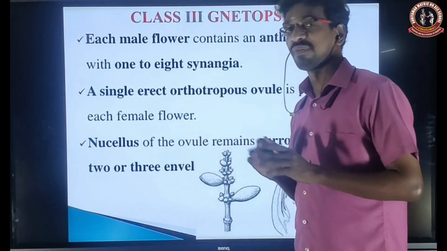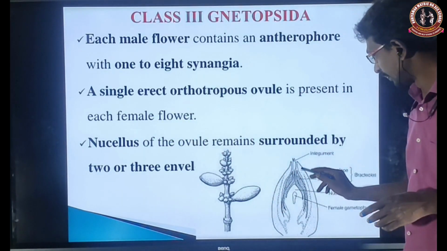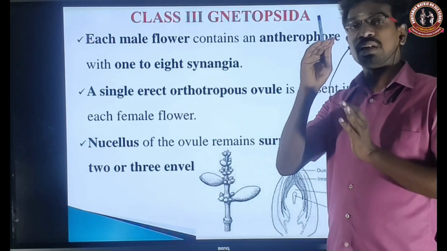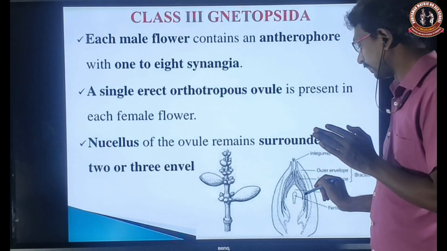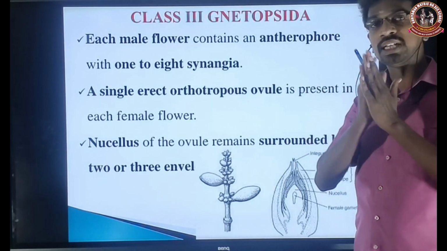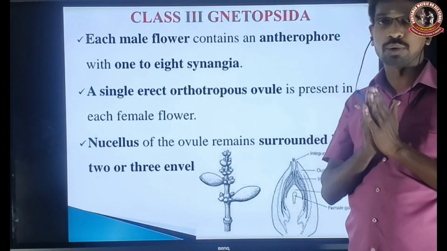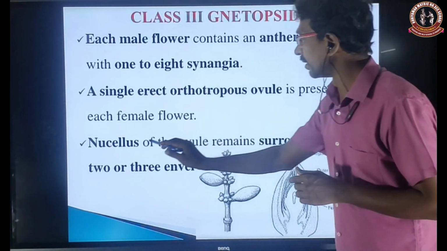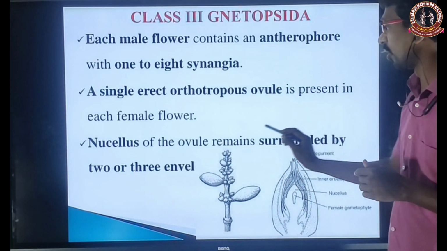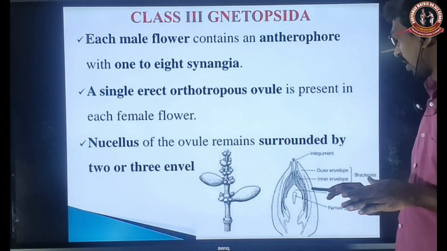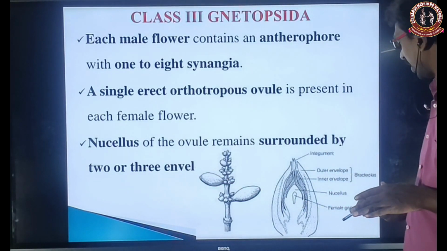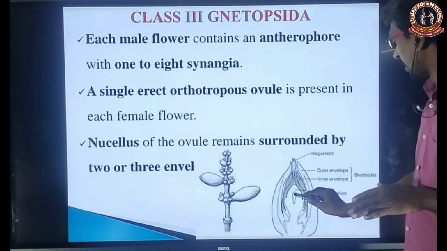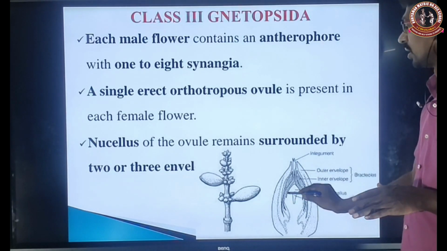A single erect orthotropous ovule is present in each female flower. That means the chalaza, micropyle, and funiculus are all in a straight line. The nucellus of the ovule remains surrounded by 2 to 3 layers of envelope, an outer envelope and an inner envelope. The center is the egg, the female gametophyte.